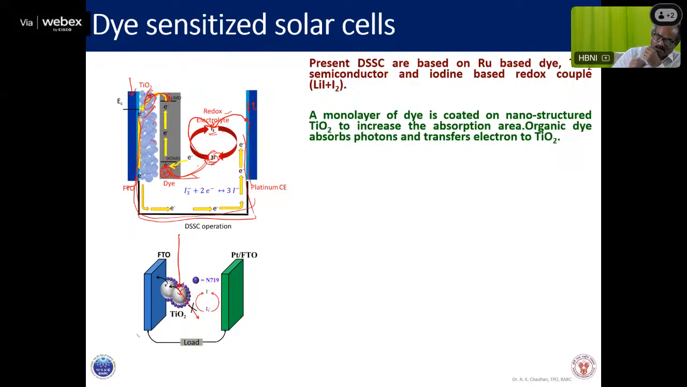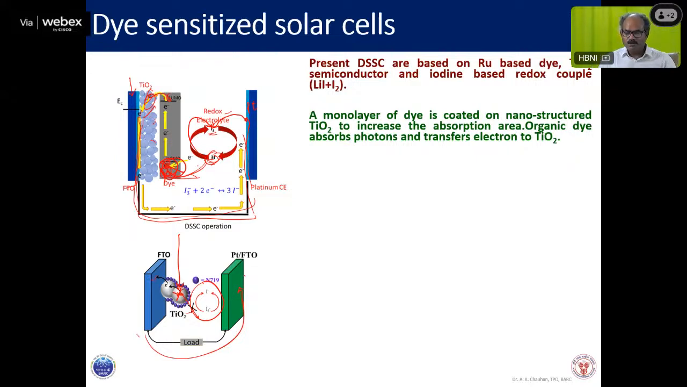Light will fall on this dye and it will absorb the light, and the dye will become excited. The electron will be in the excited state, and before it comes down to the ground state or recombines, it is captured by the TiO2. After capturing, the electron is immediately transferred to the FTO surface, and through the FTO it reaches here, and the redox couple does the job of filling the absence of electron.